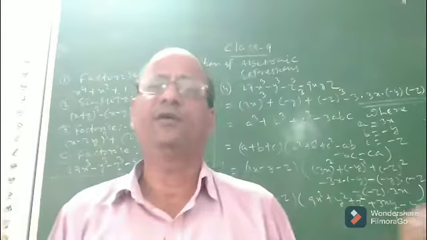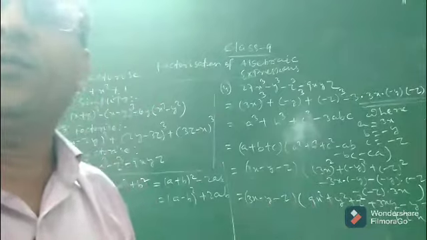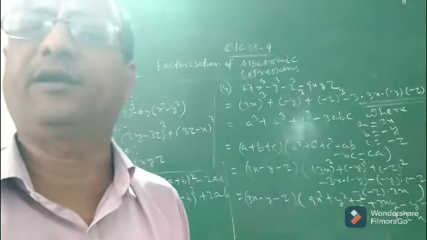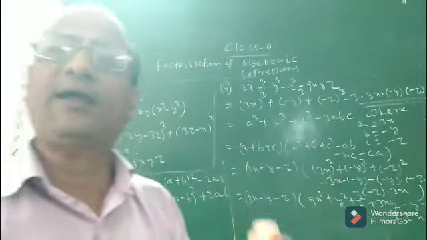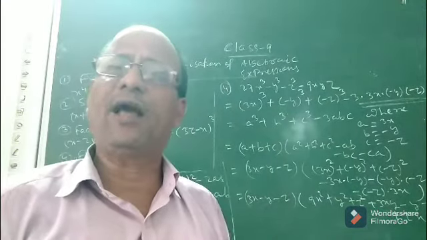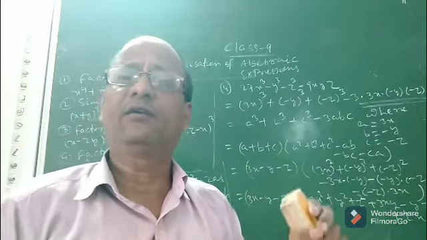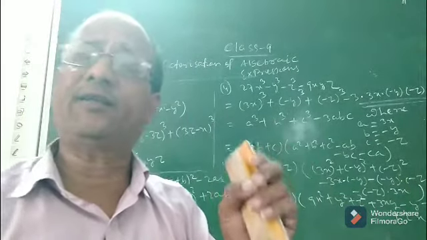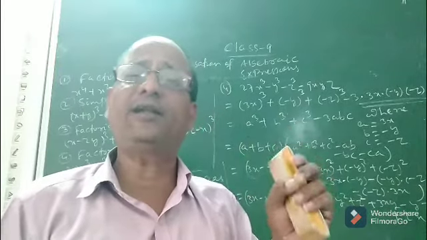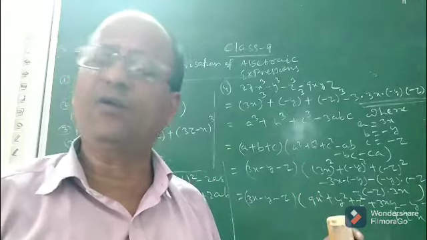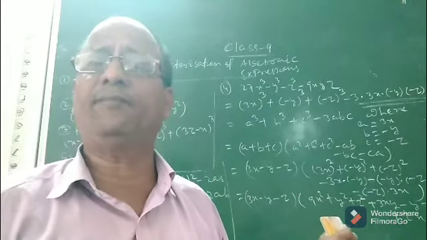See children, in this way, you will factorize any kind of algebraic expression provided you remember the identity and you are able to apply the right identity at the right place. For that, you have to think very deeply. First read the question, understand it, then think of which identity I will use so that I will be able to factorize it easily. You can easily do the rest of the problems, children.